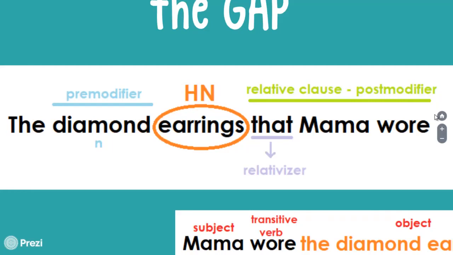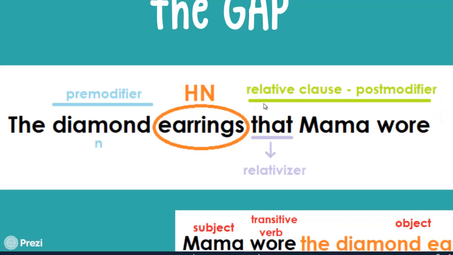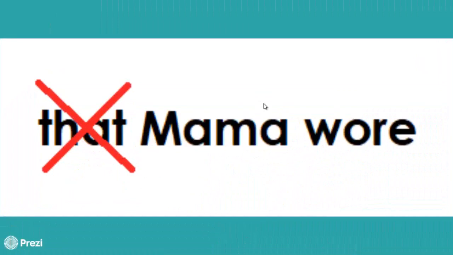In order to identify the gap position, we need to separate the relative clause from the major clause, as in the following. Please note that in this case, we only have the relative clause that mama wore. Well, to find the gap, we need to remove the relativizer. So in this case, the intention is to remove the relativizer that, in which case we have the structure mama wore. Please note that in this new clause, we already have a subject, which is mama. We already have a verb, which in this case is a transitive verb, wore.